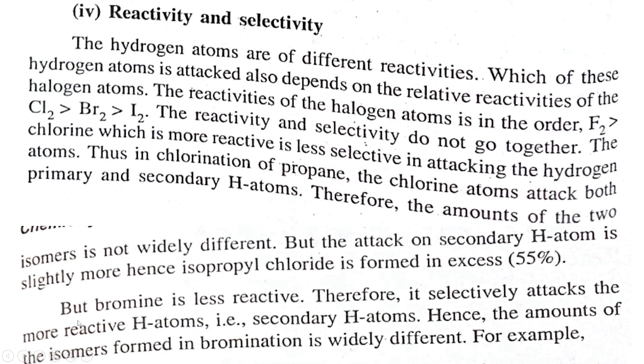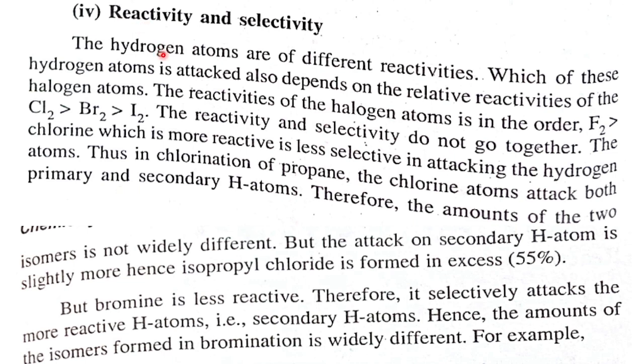So students, in the last lecture we studied the chlorination of propane and how we get two different isomers. Now we are going to study reactivity and selectivity. These two things are very important for the organic chemist, because many times we get more than one product, but some are major and some are minor in yield. Why does this happen? We are going to study it in this video.